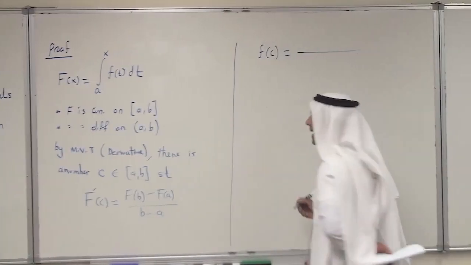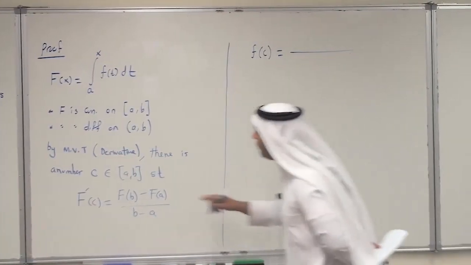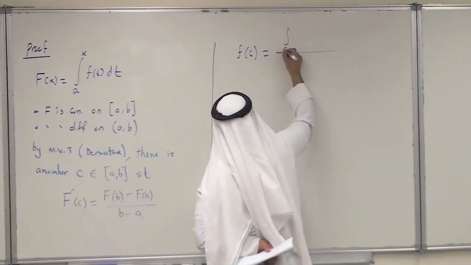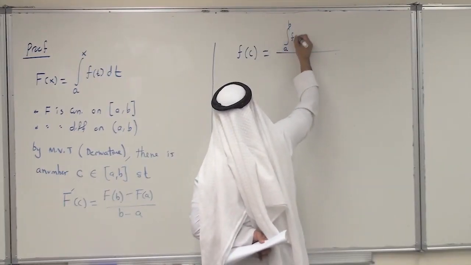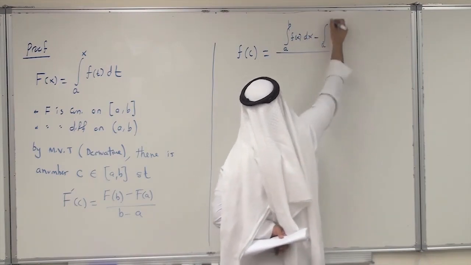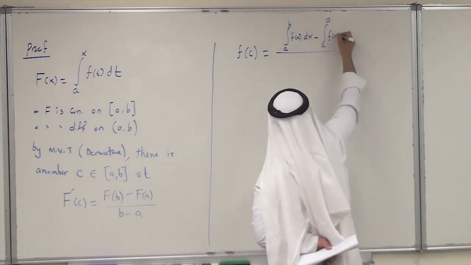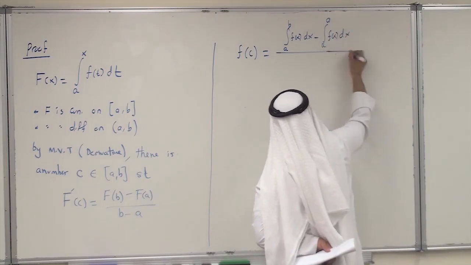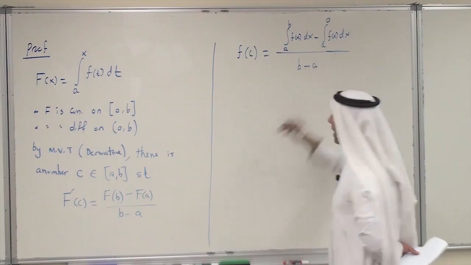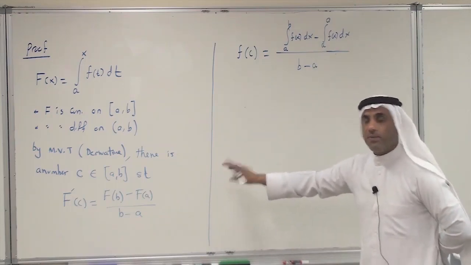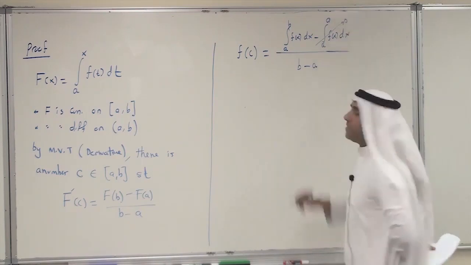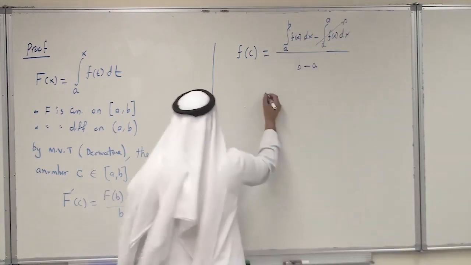Now, let us look at the right-hand side. We have F of b. What is F of b? It is the integral from a to b of f of x dx, minus F of a, which is the integral from a to a of f of x dx, isn't it? This is what we have, divided by b minus a. I'm just applying the mean value theorem of derivatives. Now, by the properties of the integral, the value here is equal to 0. Now, let us rewrite this. What is that?